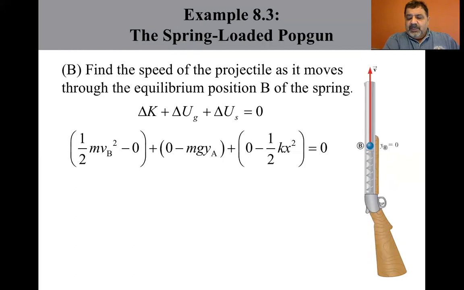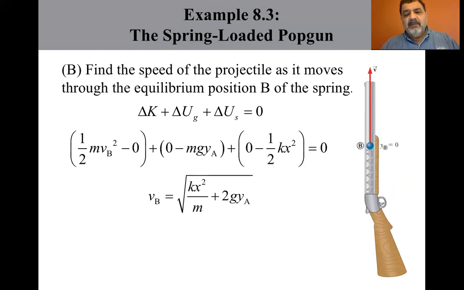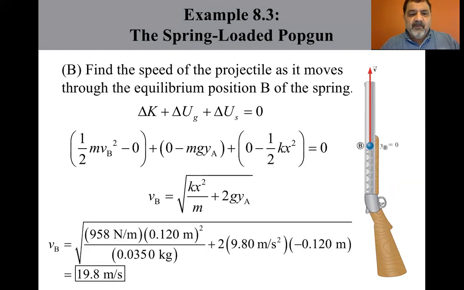The energy of the system as the projectile moves through the equilibrium position of the spring includes only the kinetic energy of the projectile. Both types of potential energy are equal to 0 for this configuration of the system. Write the conservation of energy equation for the system between configurations in which the projectile is at points A and B. Now you substitute the initial and final energies. That's the equation we already have up there. Solve for vB: vB equals the square root of kx squared divided by m plus 2gy. And then substitute the numerical values, and you get 19.8 meters per second.